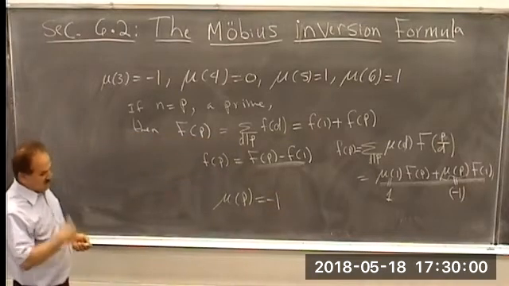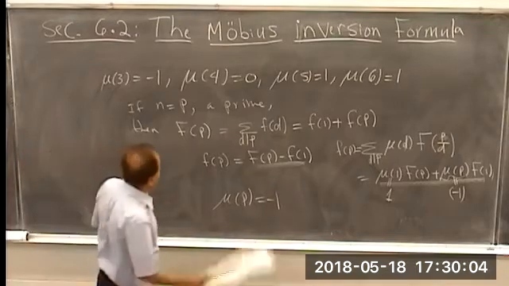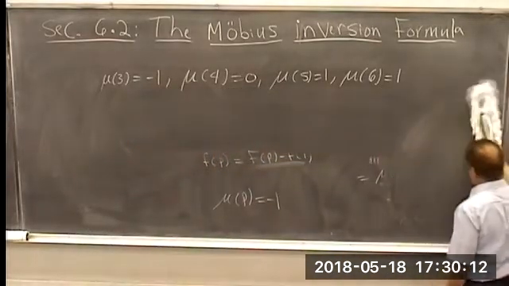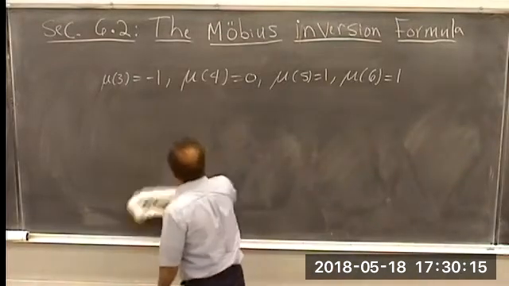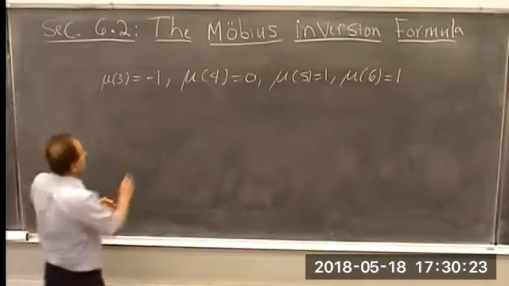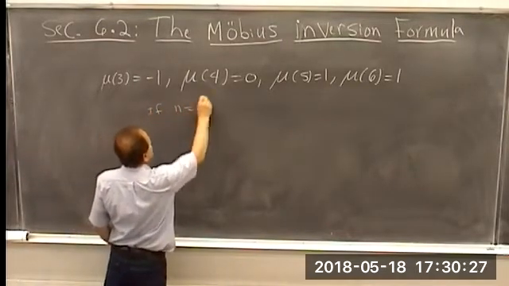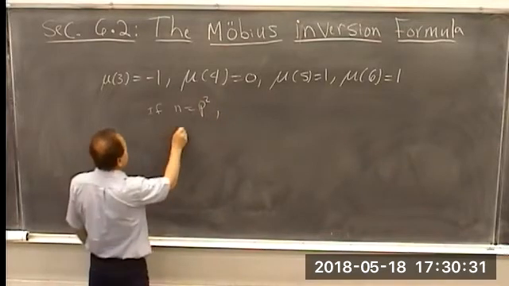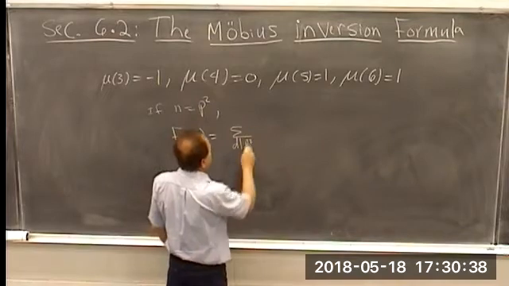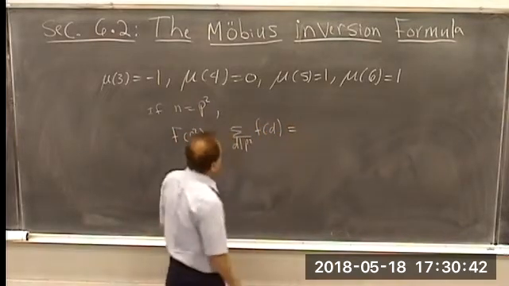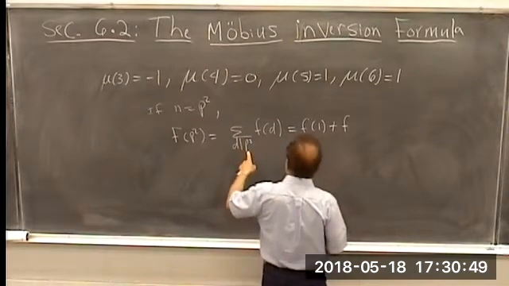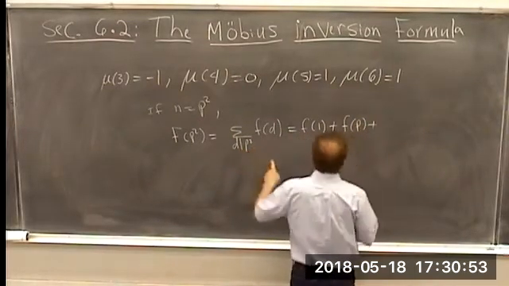Well, let's look at the square of a prime and see what that would be. Let me repeat the same calculations in here. This pretty much would lead in a natural way to the definition of the Mobius function. So if n is equal to p squared, then again we have capital F of p squared by definition, the sum over d divides p squared of f of d. So this is equal to f of 1. The next divisor of p squared is p, then p squared.